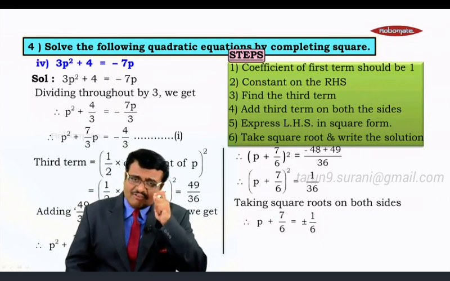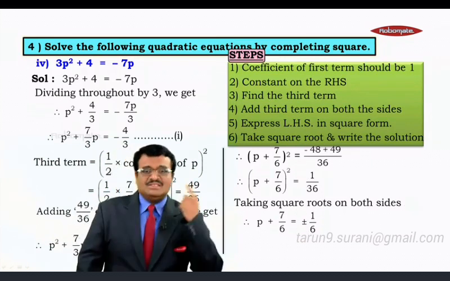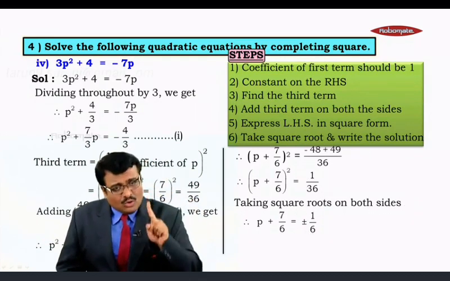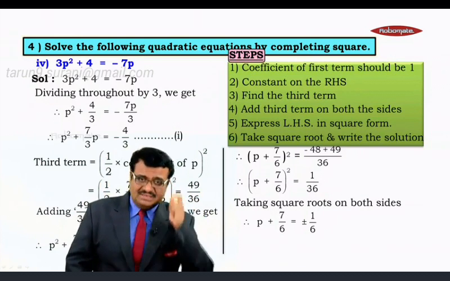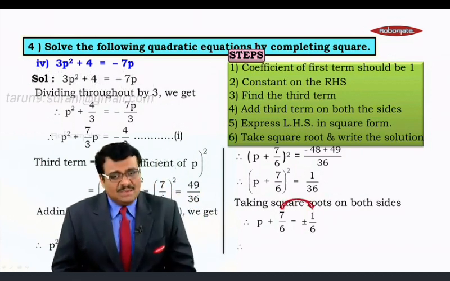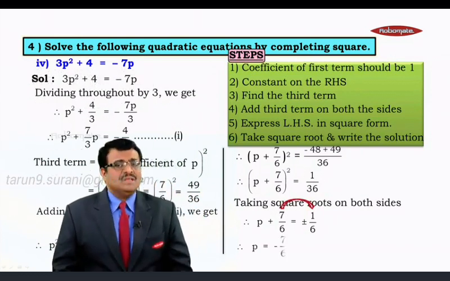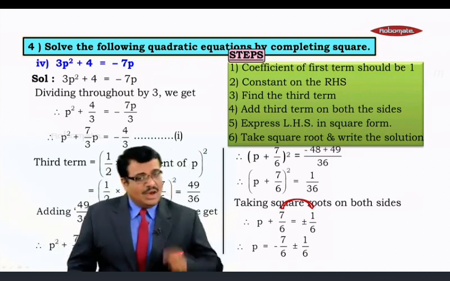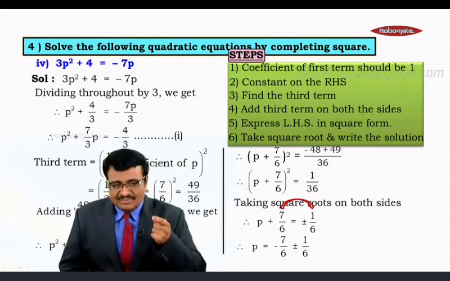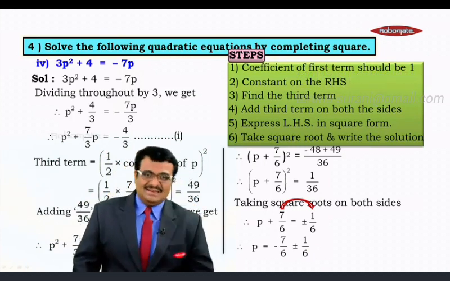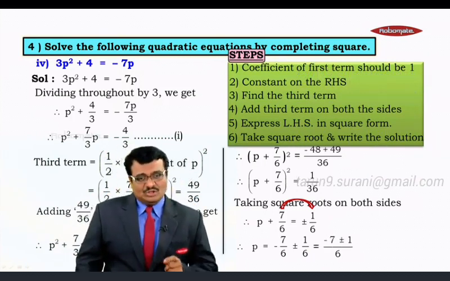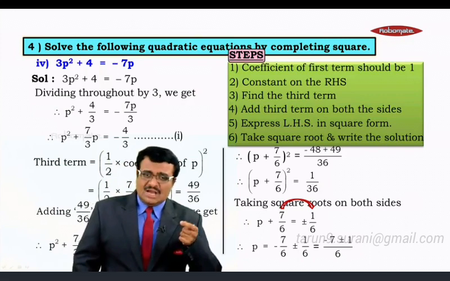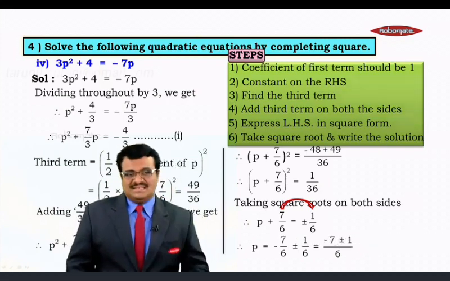Now since we want the value of p, let us send the 7 upon 6 to the right side. And whatever goes from left to the right will be written first. So what we get is p is equal to minus 7 upon 6 plus or minus 1 upon 6. Now one value of p will be with the plus sign, the other value of p will be with the minus sign. So what we get, p is equal to minus 7 plus or minus 1 the whole upon 6.